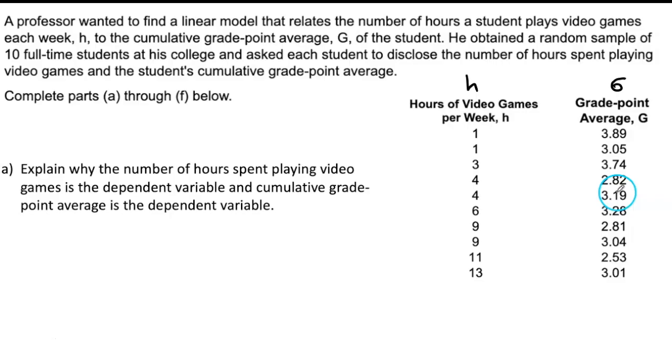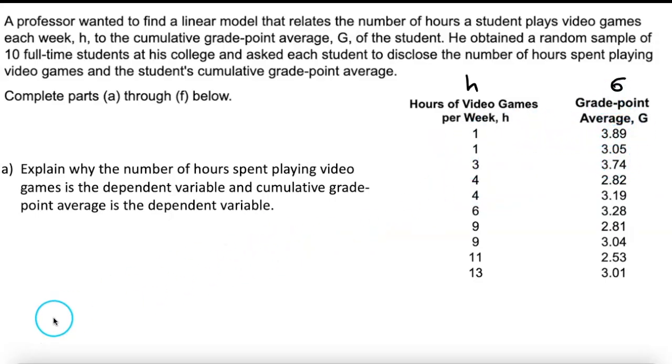What's the reason? Remember, the idea of this is to interpret or predict, basically. The number of hours is used to predict the GPA. The idea right now is to see if this affects the GPA or not. So we start by thinking, how many hours am I playing? And depending on this, the GPA is affected. That's why the GPA is dependent on the number of hours. This is the independent variable and the GPA is the dependent variable.